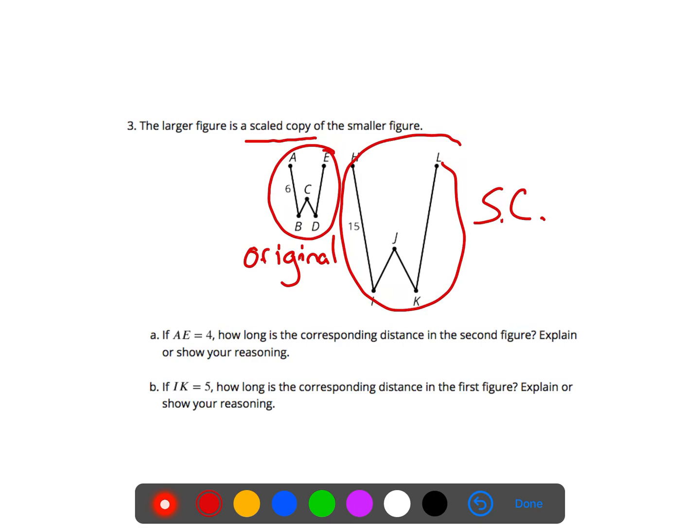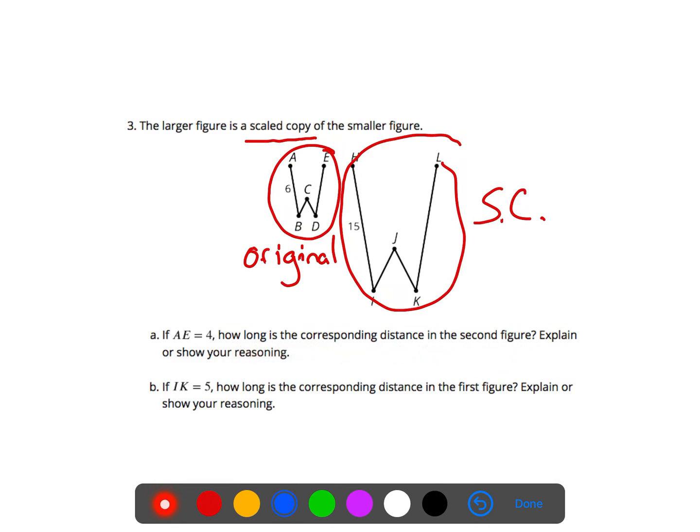Okay? Now, because it's an irregular shape, we're dealing with measurements that are going to be difficult to calculate. Luckily, we do have a measurement on two corresponding sides of this figure. So the original is 6 units long, and on the scaled copy, it's 15. Now, the question, part A, says, if the distance from A to E is 4, how long is the corresponding distance in the second figure?